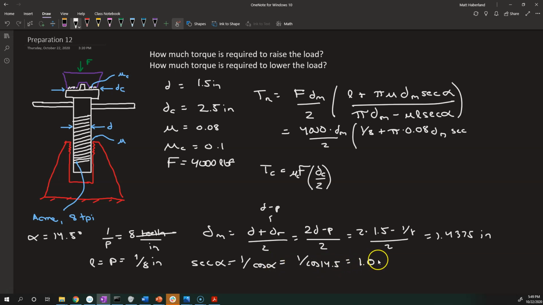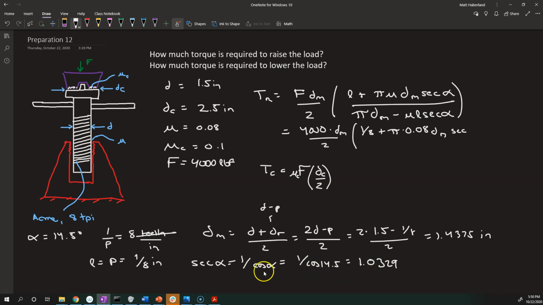That's 1.0329. Notice that this is going to be increasing the amount of friction, right? This gets multiplied by the friction coefficient. So for an alpha equal to 14.5 degrees, it's 1 over cosine. Cosine is not too much smaller than 1, so this is only a little bit bigger than 1. It only increases the friction a little bit.